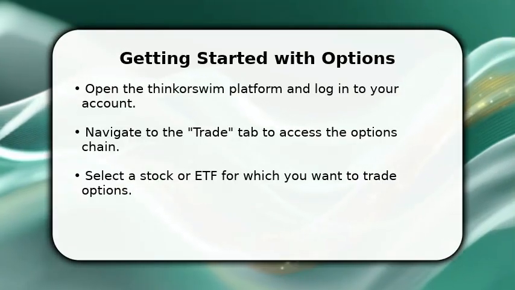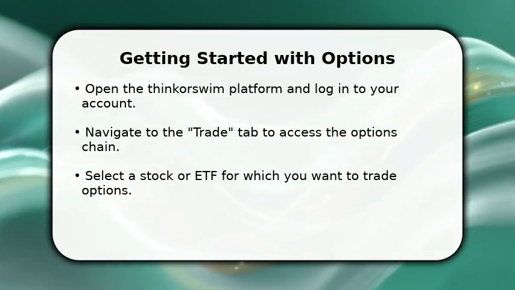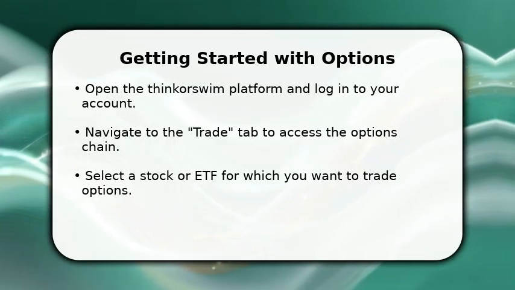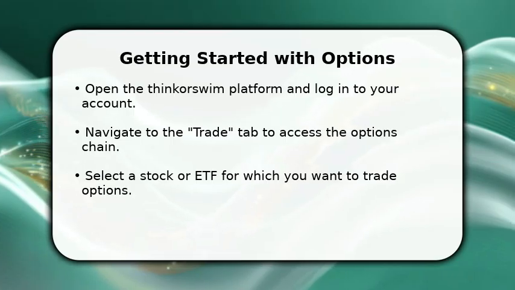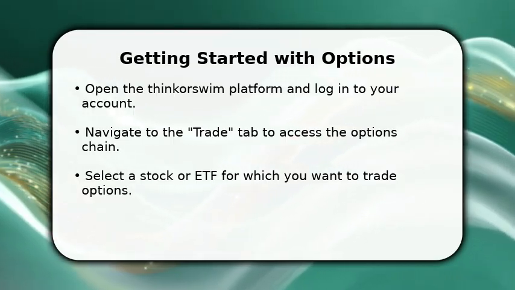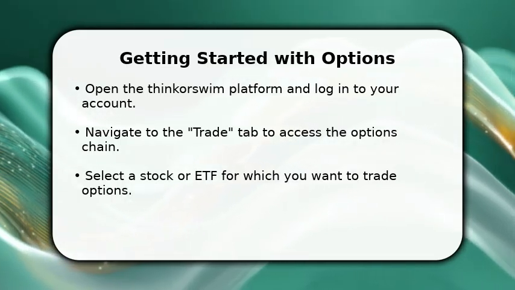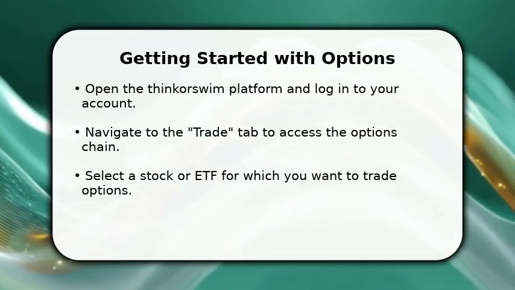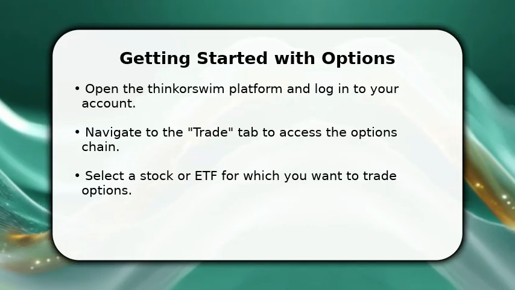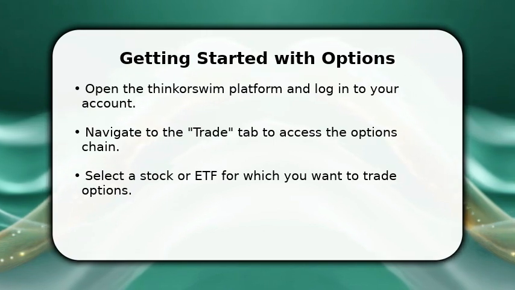In this video, I will explain how to trade options with Thinkorswim. First, open the Thinkorswim platform and log into your account. Then, navigate to the Trade tab. Here, you'll find the options chain for various underlying assets. Select the stock or ETF you're interested in to view its available options contracts. This is your starting point for exploring potential trades and understanding market opportunities.